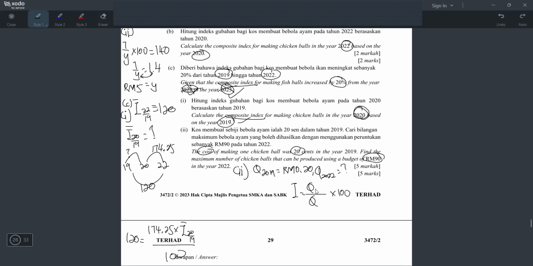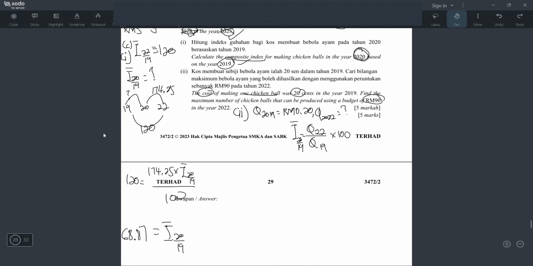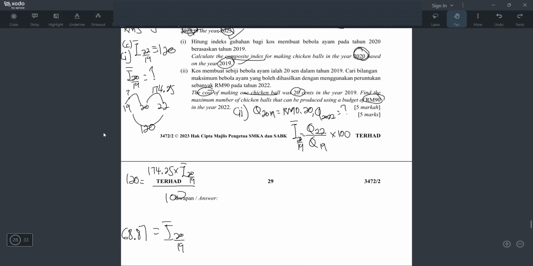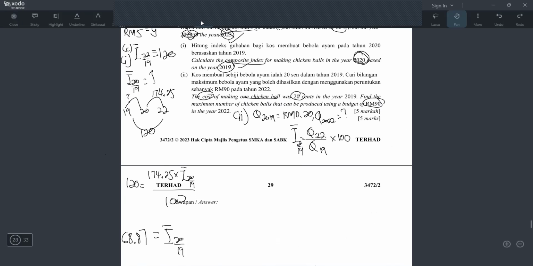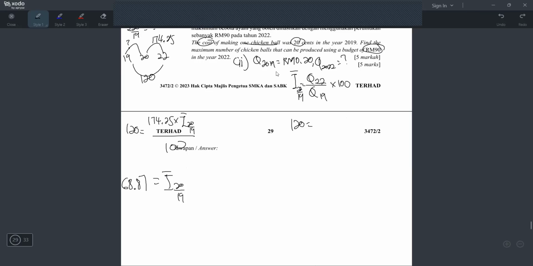So the year for this case will be 2022 atas 19 bawah. So obviously, the I here has to be 22 or 19 also. But guess what? It will be the composite index. Because this one is chicken ball. They never say which ingredient. So definitely we have to take the average. So do we have the composite index for 22, 19? Yes, 120. So it'll be 120 equals to price in 2022, which is what I want to find, and then Q19 is 0.2 times 100.